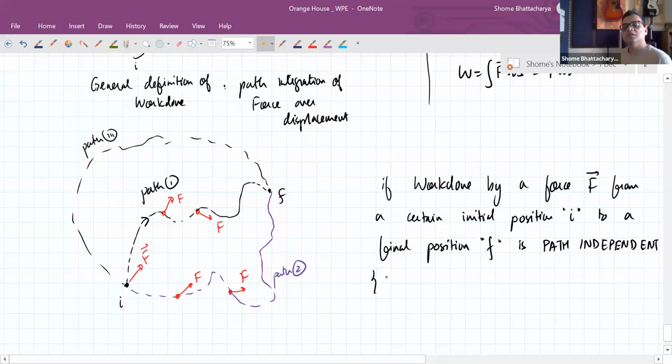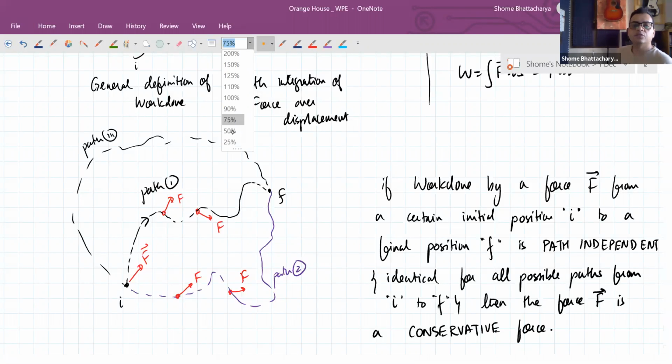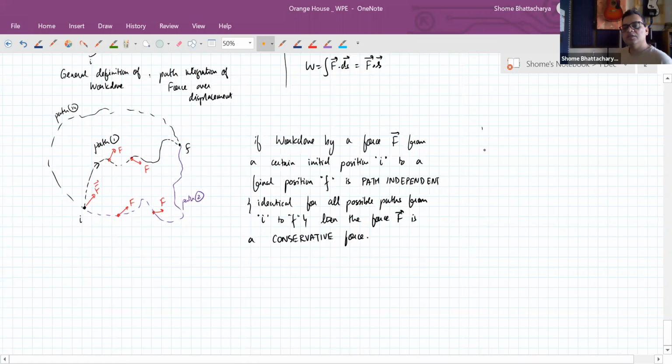Okay. That means it is identical for all possible paths from the same initial position to the same final position. Then the force F is what we call a conservative force. So in other words, conservative forces are ones whose work done is path independent.